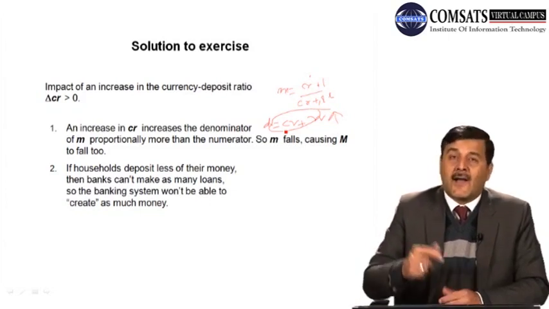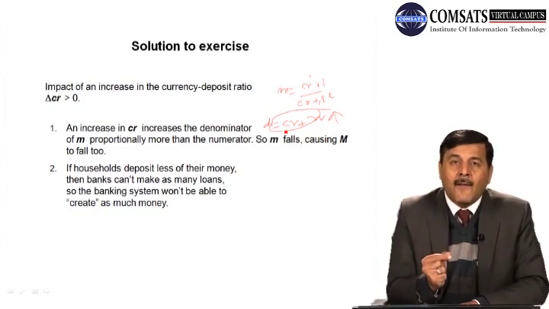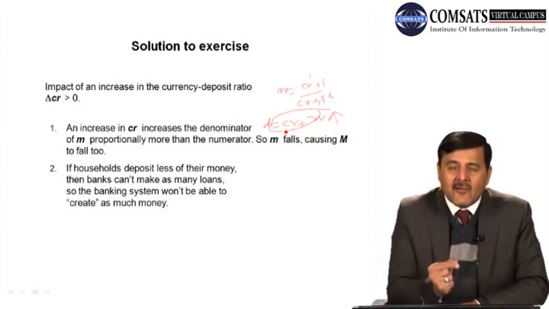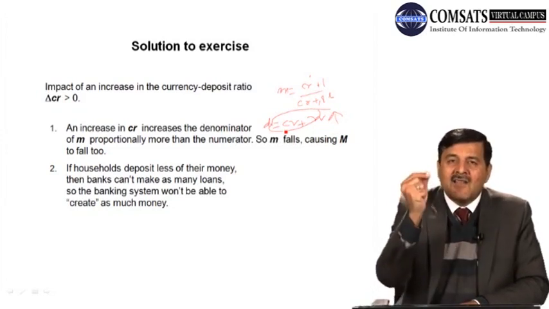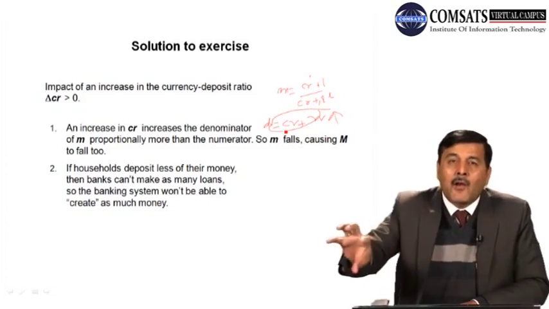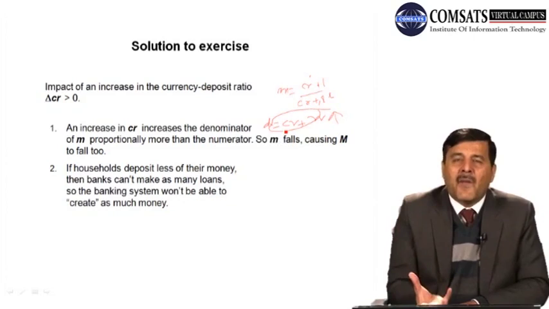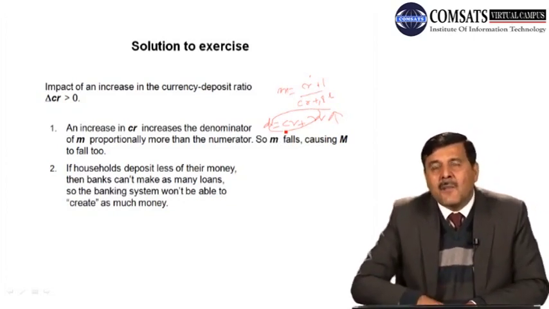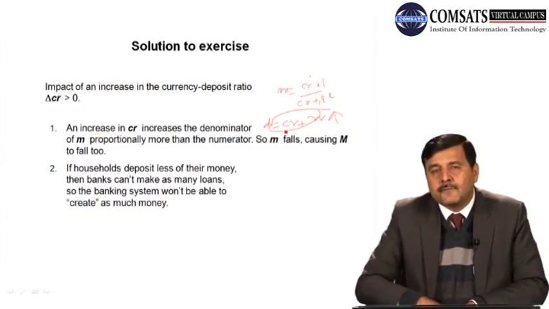And vice versa, if the currency deposit ratio decreases, if people hold less money with themselves and deposit more with the banks, what will happen? The banks can make loans to the borrowers, to the customers. In this way the banks, or the banking system, create the money supply in the country and the economy. This was the one variable.